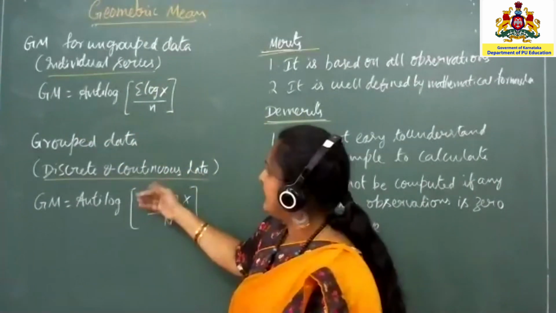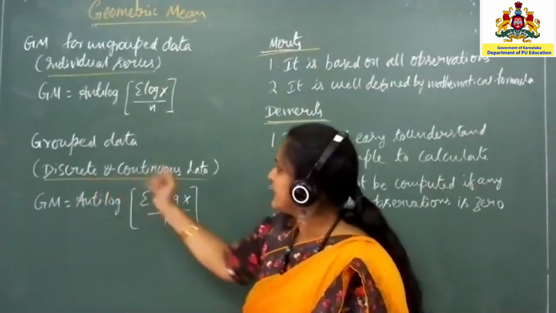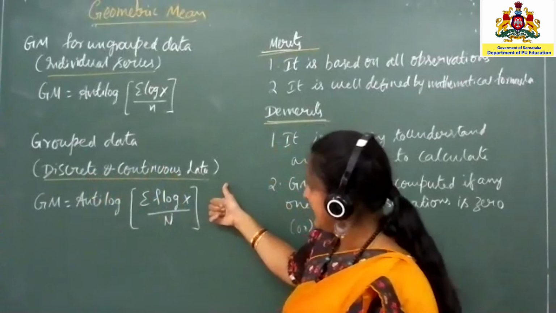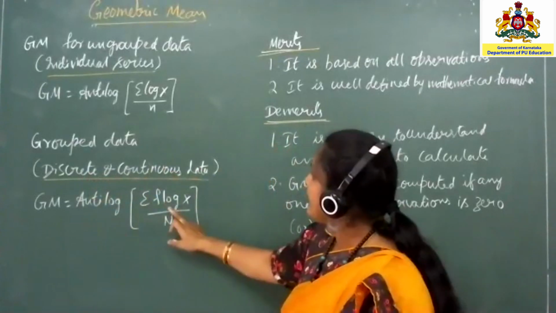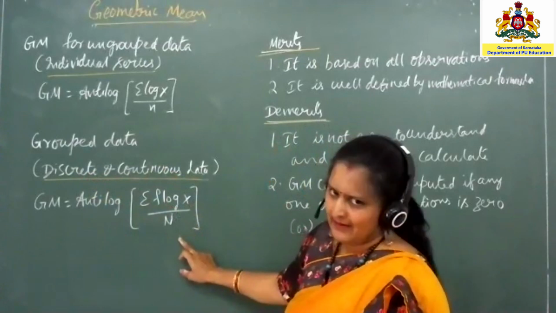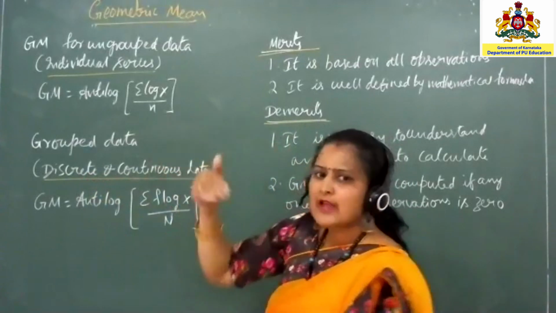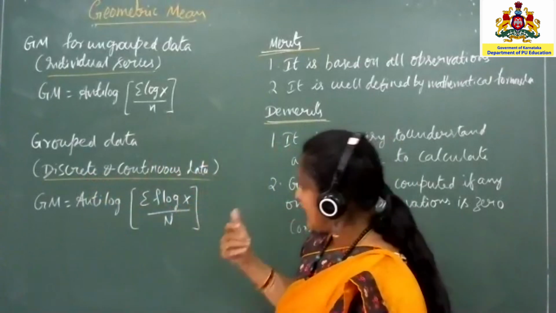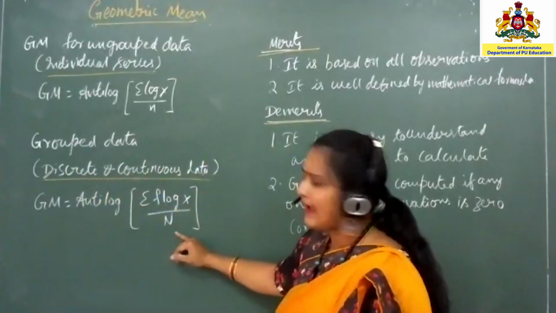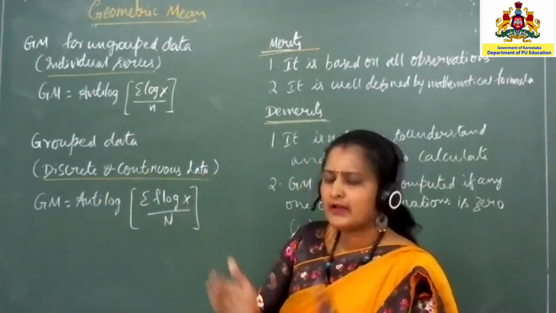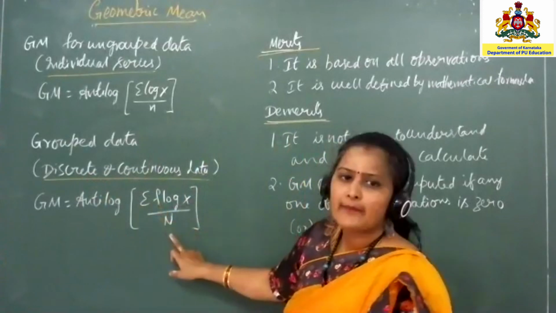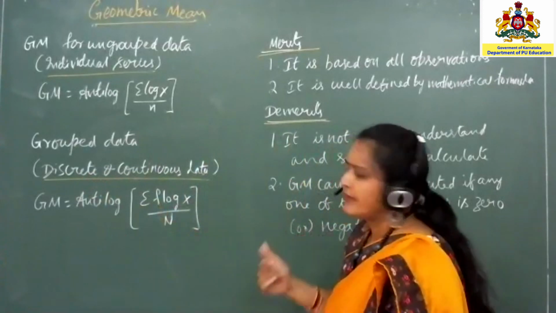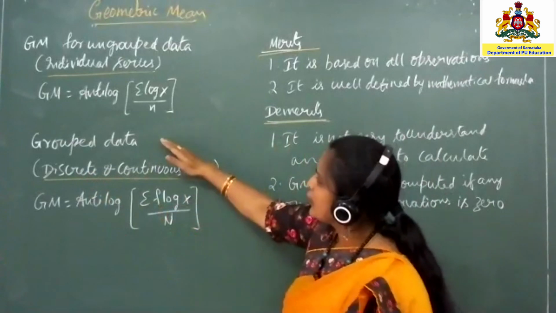And for the grouped data, the discrete and the continuous data, the geometric mean is anti-log of summation f log x by capital N. Here small n means the number of observations. Here capital N means the summation of the frequencies. So f is the frequency and capital N is the summation of the frequencies. So that is the grouped data.